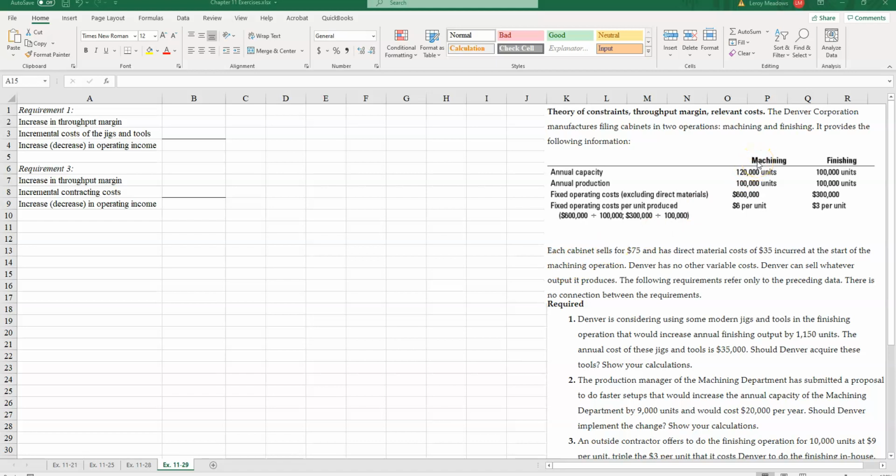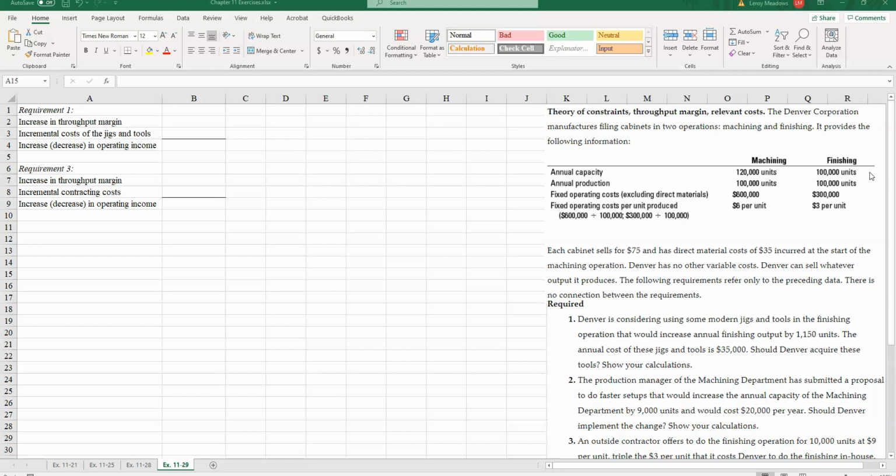So let's take a look here and just analyze this information before we jump in. Now we see there are two departments here, the machining and the finishing department. What is the annual capacity of each department? We have 120,000 units that can go through the machining department, but we can only have 100,000 units enter the finishing department. So what are we looking at here? Well, the finishing department is what we would consider our bottleneck operation.